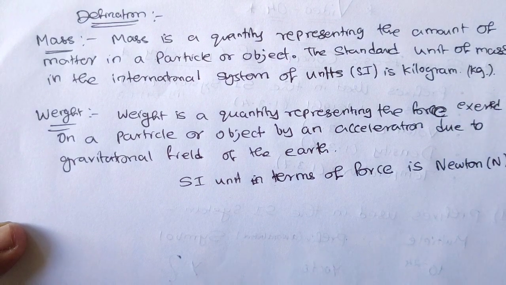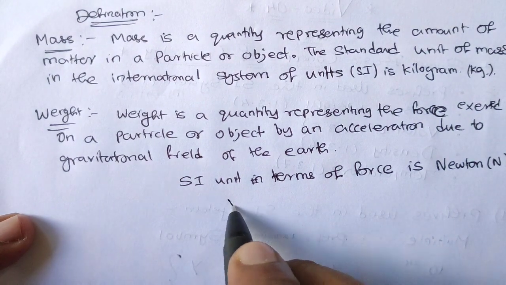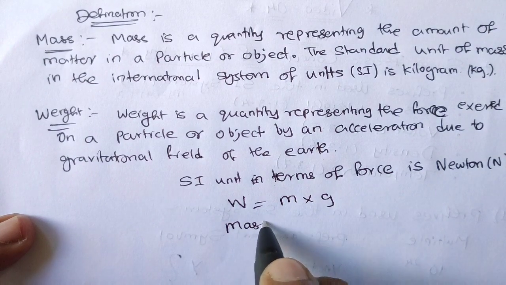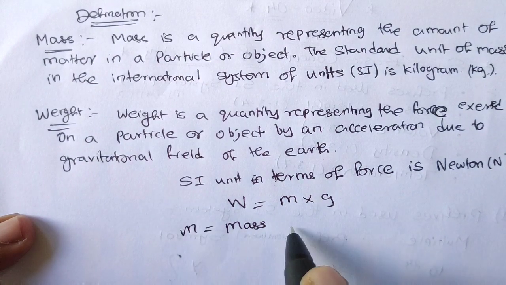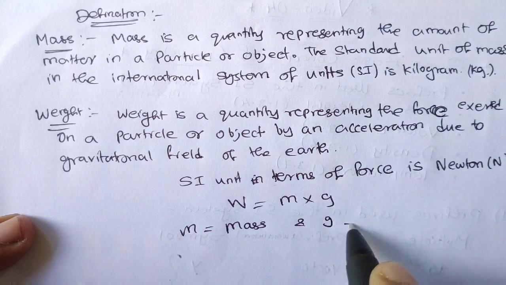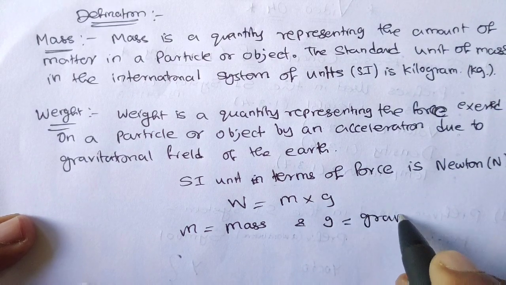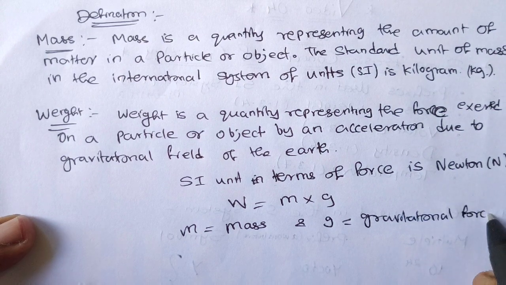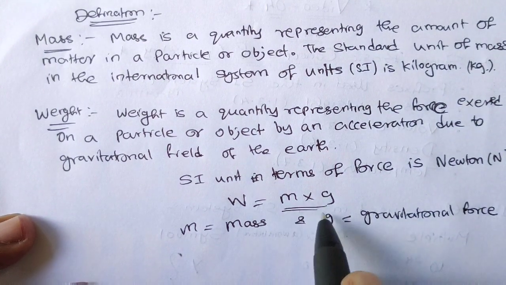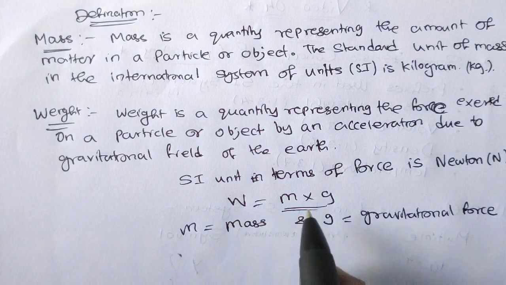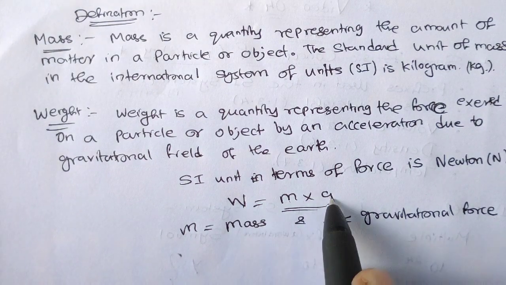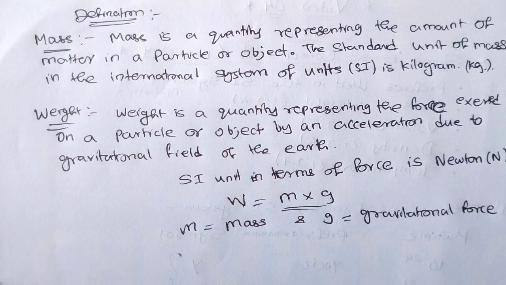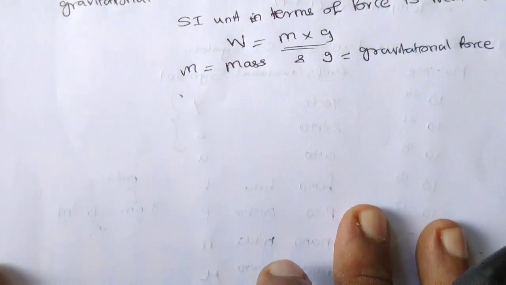Clear? Understood? Now we know that W is equal to what? M into G. So what is here M? The M is mass and G is gravitational force, right? So these two constitute the weight, what we call. Understood? So that mass, weight depends upon the gravity because it changes at different places. Understood? Now the next part, volume.